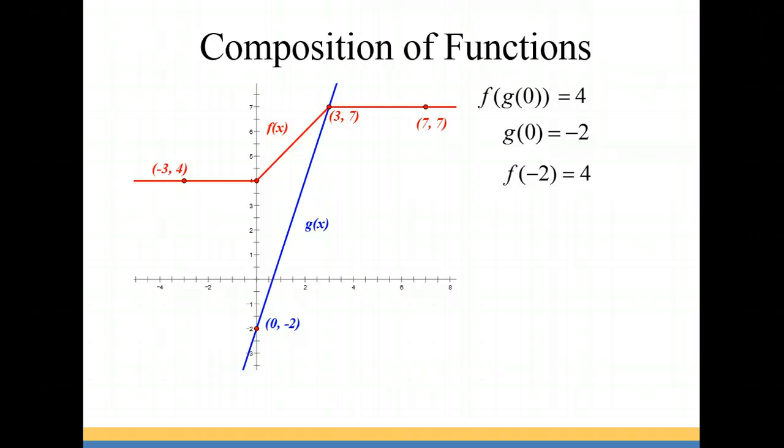Let's try another one. Suppose we wanted to evaluate the composite function at 3. We're going to go to the g function first and look for 3. And it shows that my output is 7. Now I have a 7 that I'm going to put into the outer function. So if I go to the f function and look for 7, I can see that my output is 7. So my result is 7 for the composite function.